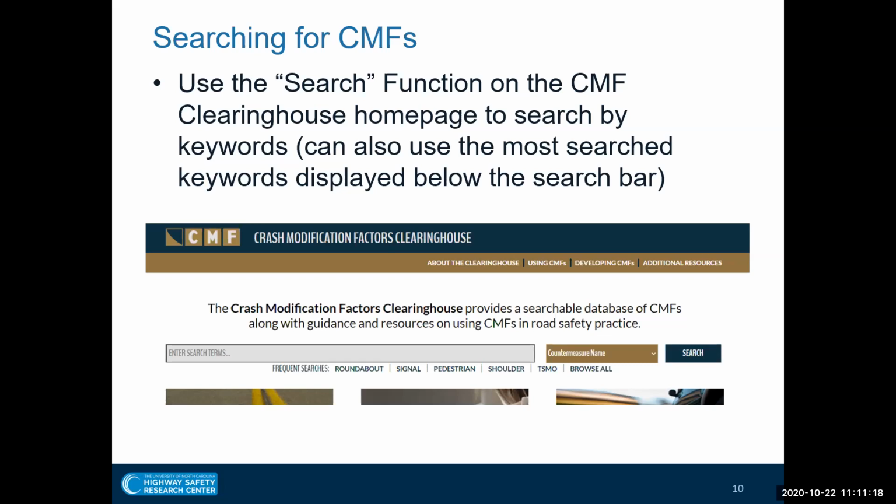You can use the search function, which is the text box that says enter search terms, and you can search by different keywords that you want to search for. You can also use the most frequent searches that are displayed below the search bar. In this screenshot, you can see that we have 5 frequent searches: roundabouts, signals, pedestrian, shoulders, and TISVO, along with the browse all button. So if you don't know what you're searching for, you can always click that browse all button, and you have a mega list of CMFs, where you can go ahead and filter the list according to your own needs, and come down to CMFs that you would like to see or use.